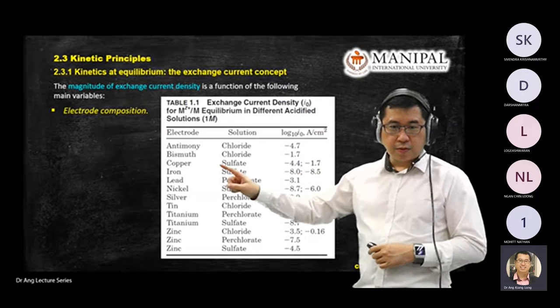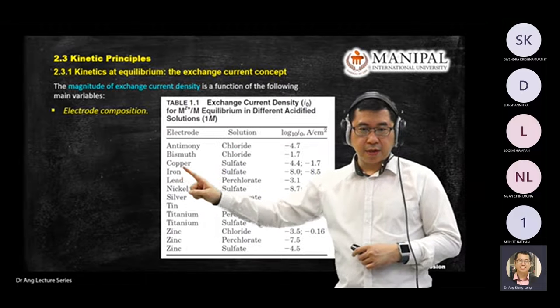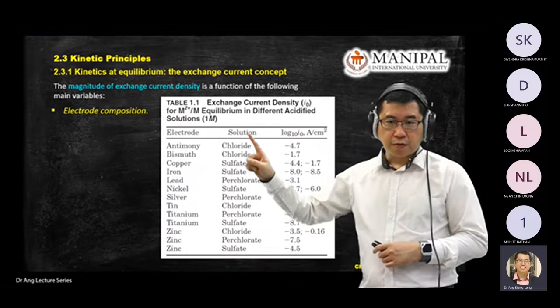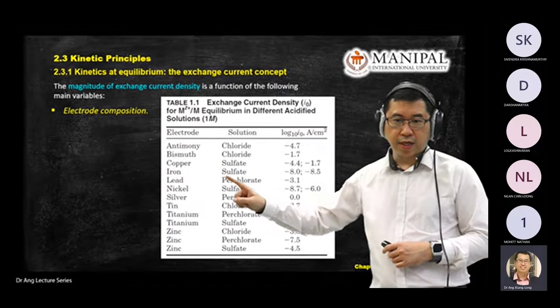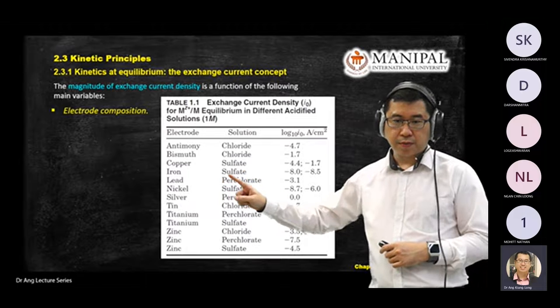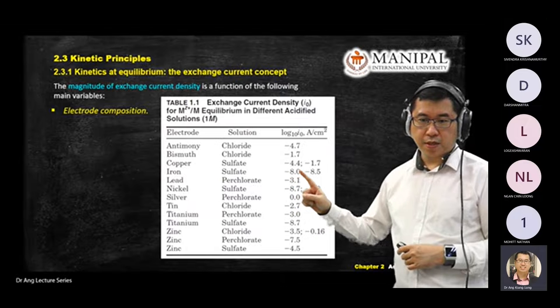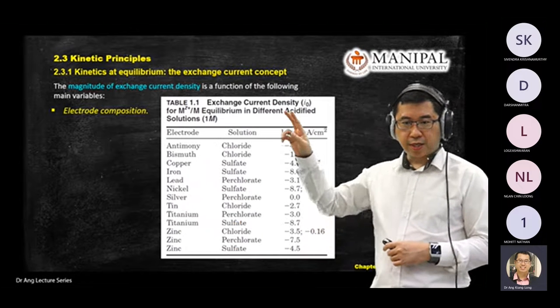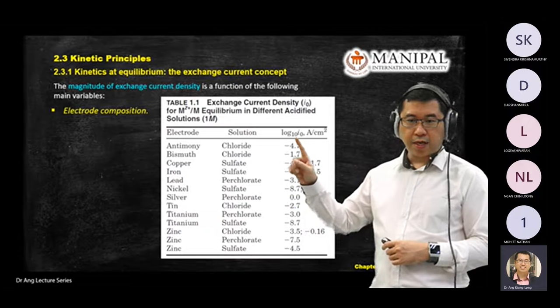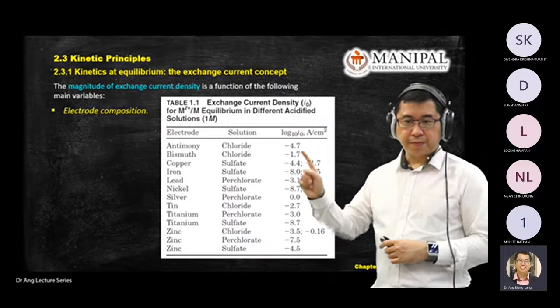All right, so I give you an example. For example, you have the iron that you're familiar with. If you put an iron electrode in a sulfate solution, the current density that you can measure is between minus 0.8 to minus 8.5. So it means the density will be in the log i value.